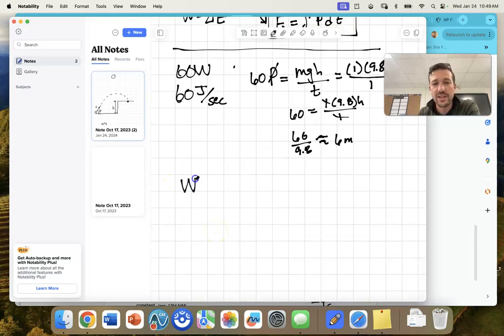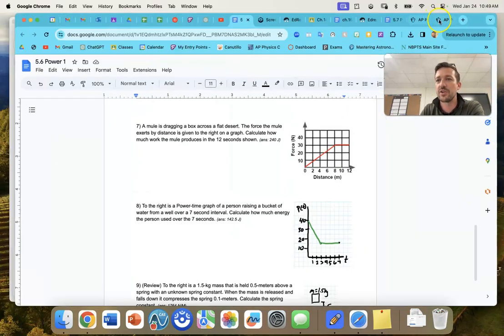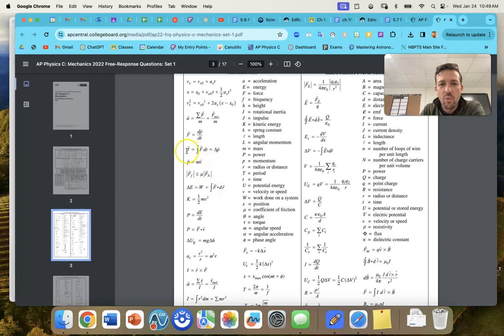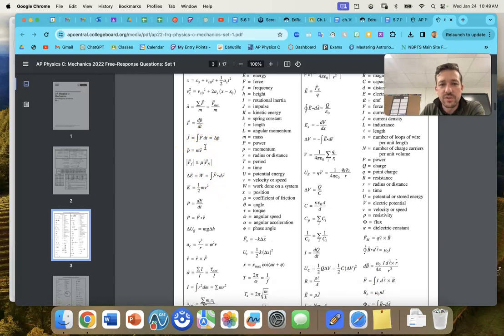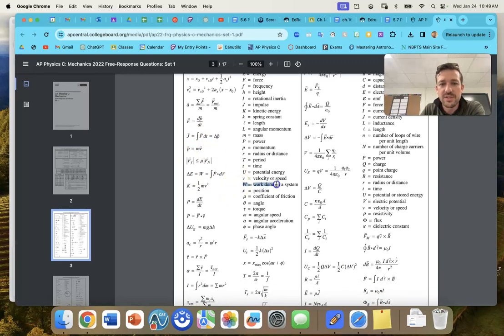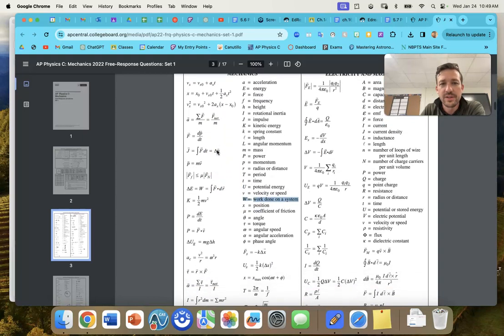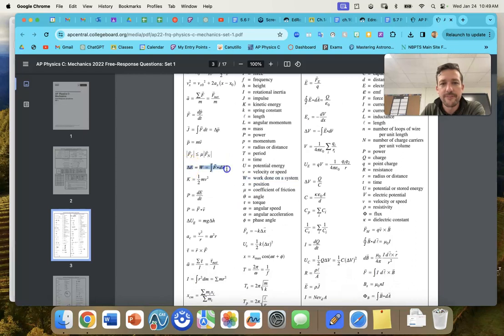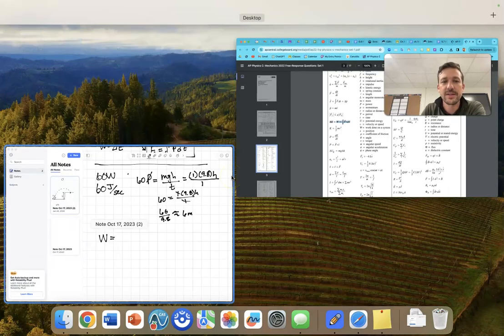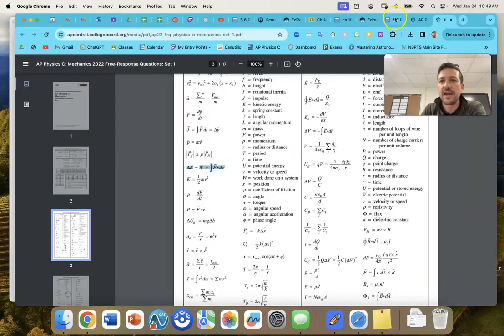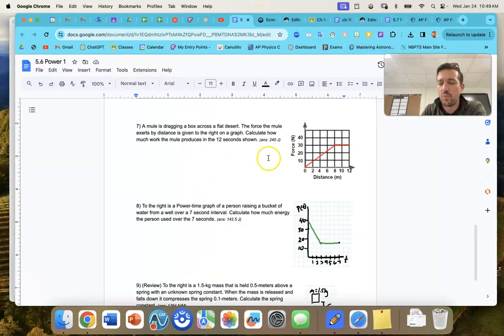If you remember, work done on a system is capital W, right? We need to find our work formula right here. Work is equal to the change in energy, or the integral of force dr, where r represents distance. So work is equal to the integral of force with respect to distance.